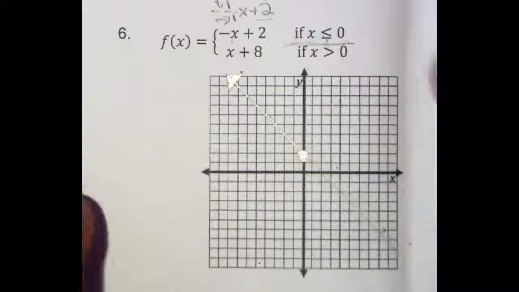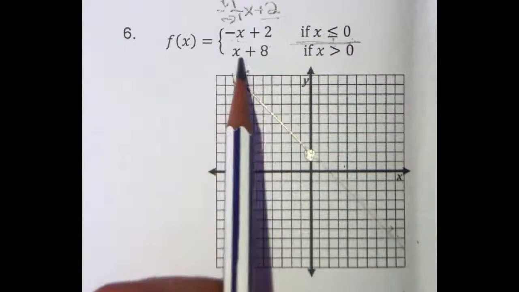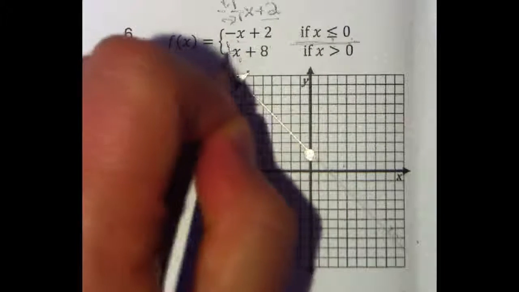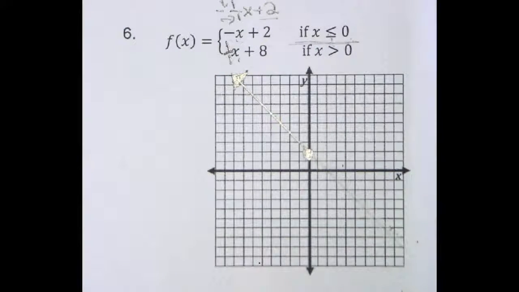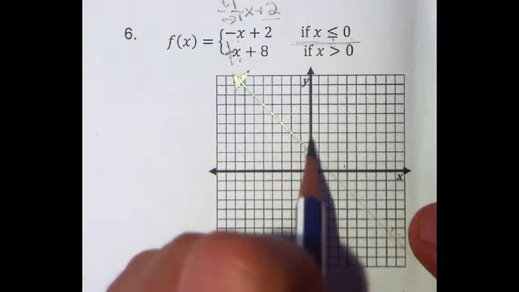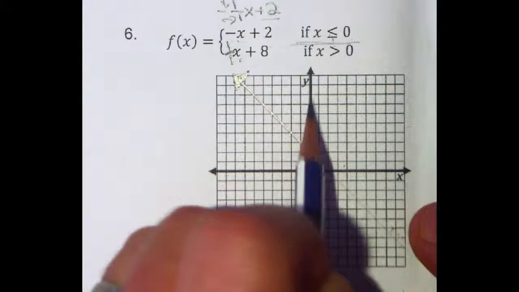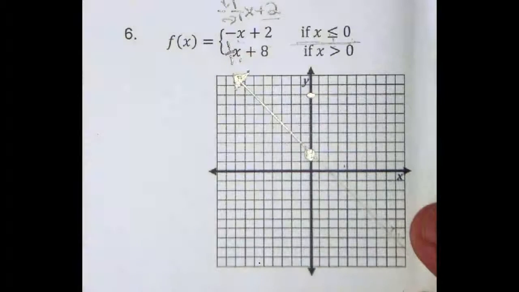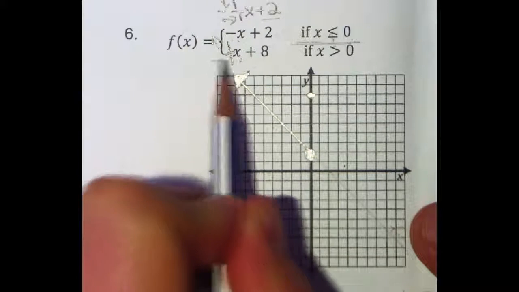All right, same idea here for the next one. I want to graph x plus 8, which is 1 over 1 x plus 8. So start at 8, which is up here. So this is 1, 2, 3, 4, 5, 6, 7, 8. Start up here. And then go up 1, right 1.